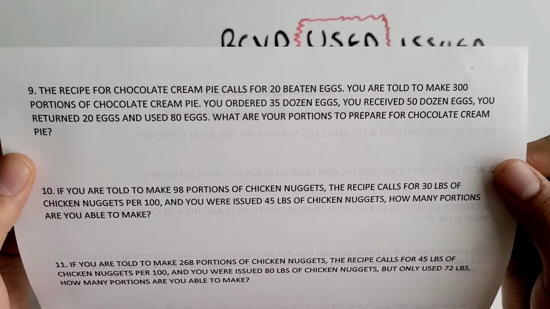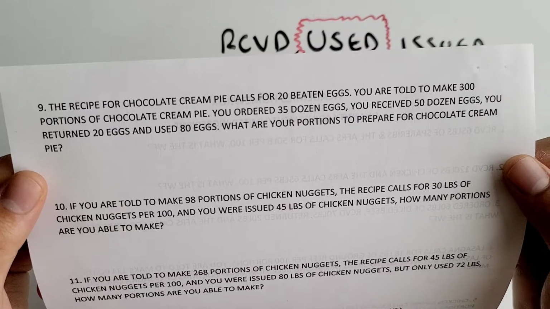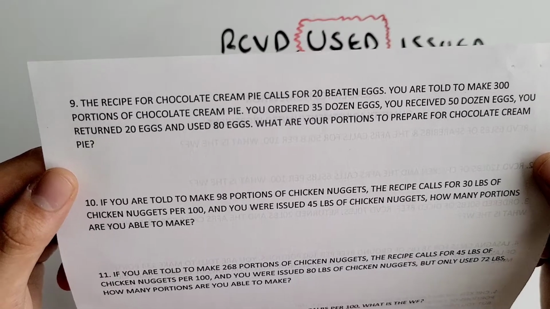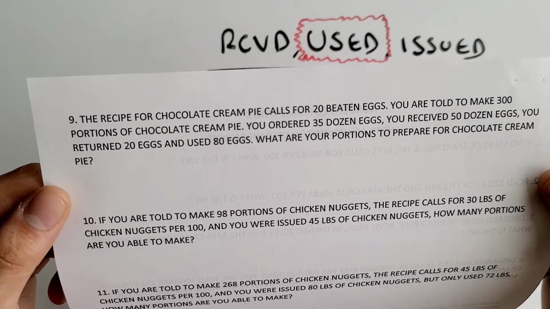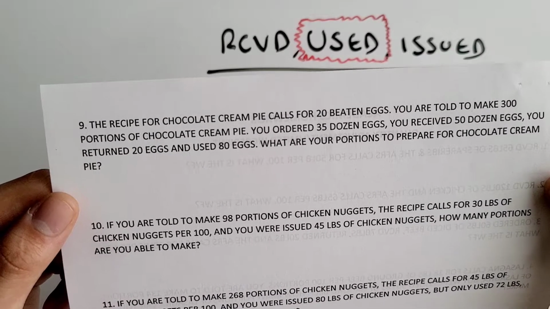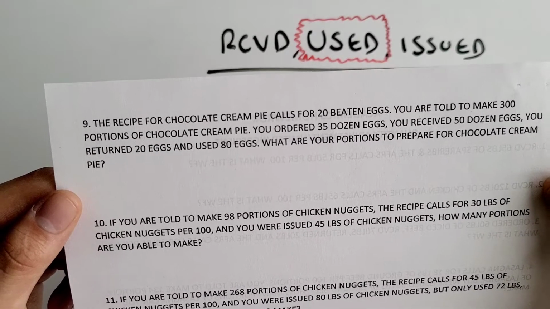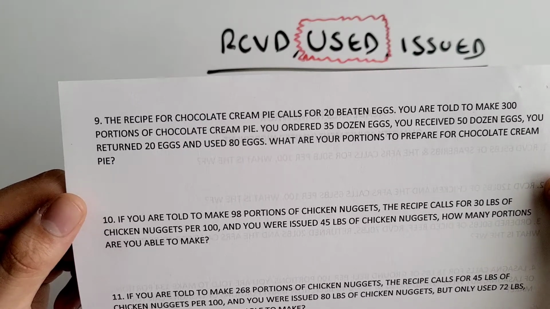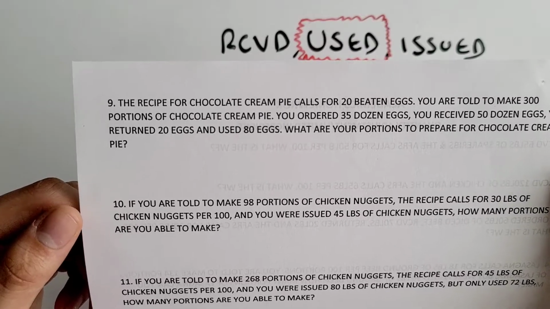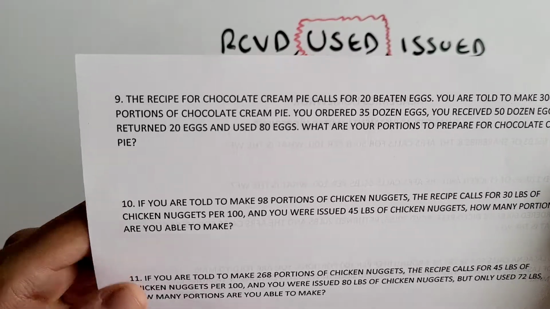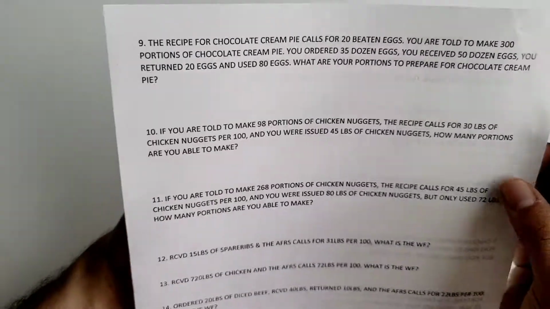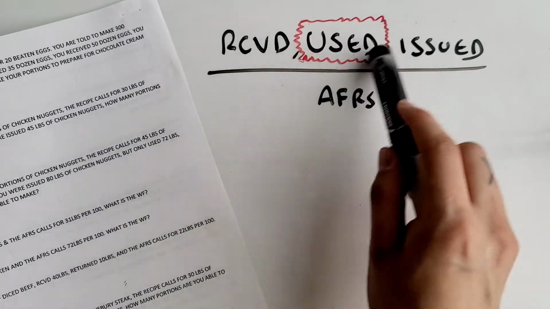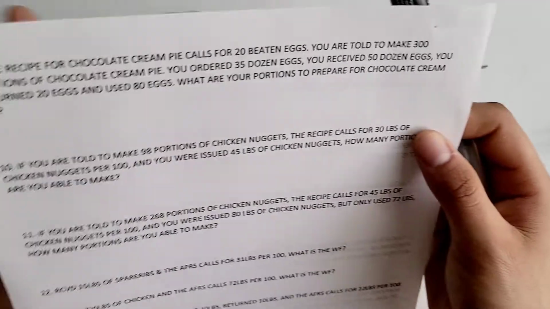So number 9, it says the recipe for chocolate cream pie calls for 20 beaten eggs. You were told to make 300 portions of chocolate cream pie. You ordered 35 dozen eggs, you received 50 dozen eggs, you returned 20 eggs and used 80 eggs. What are your portions to prepare for the chocolate cream pie? So again, it's always going to give you a bunch of numbers just to throw you off. But the main one you want to look for is how much you actually used.